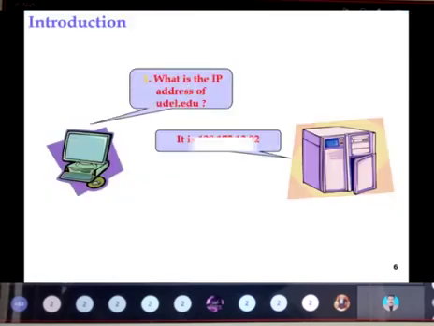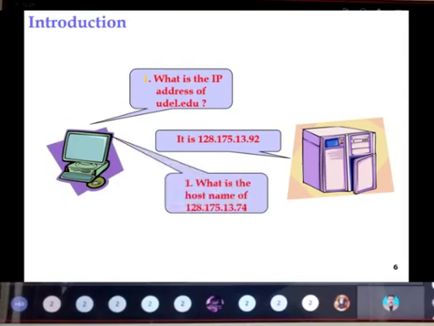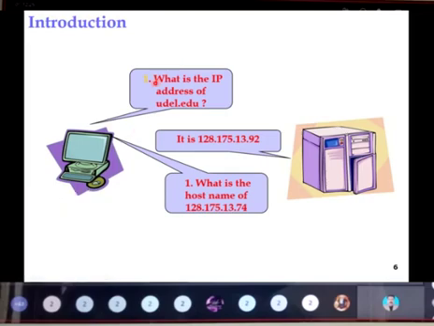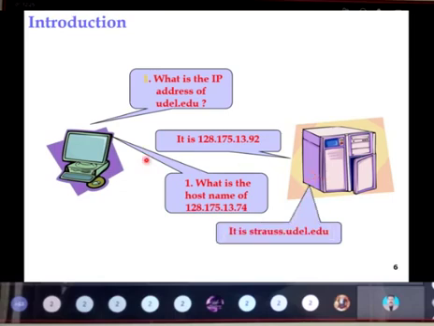So here you can see that first the sender sends a request: what is the IP address of so-and-so system? Then the server gives the IP address. Suppose we ask what is the host name of an IP address? That is also provided by this server. Then it gives the address name.